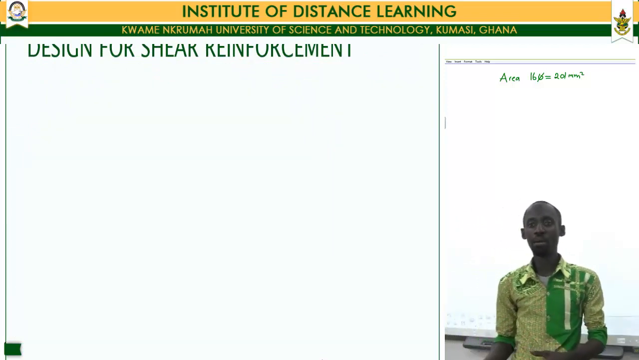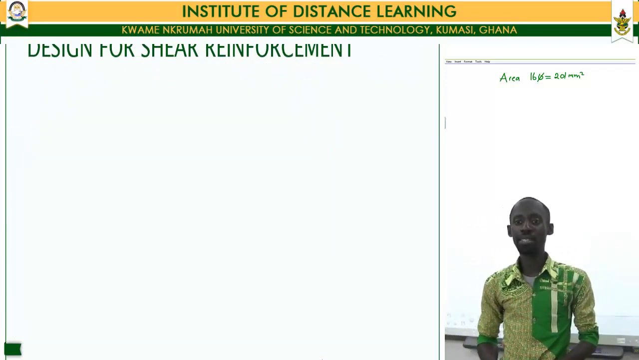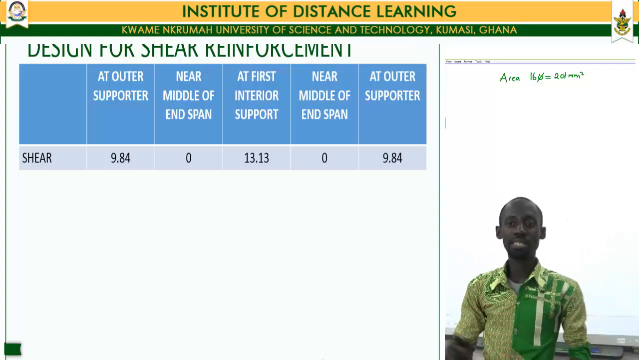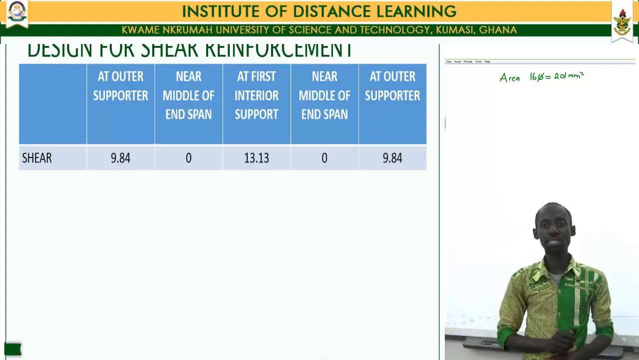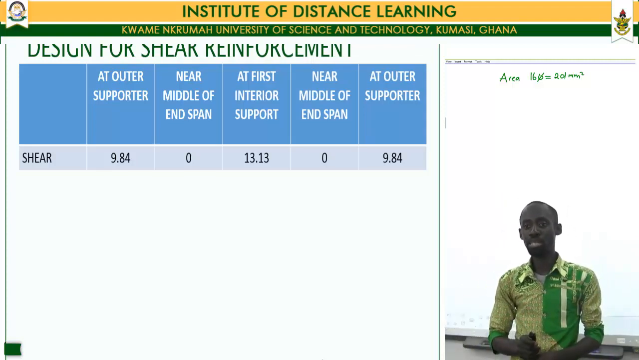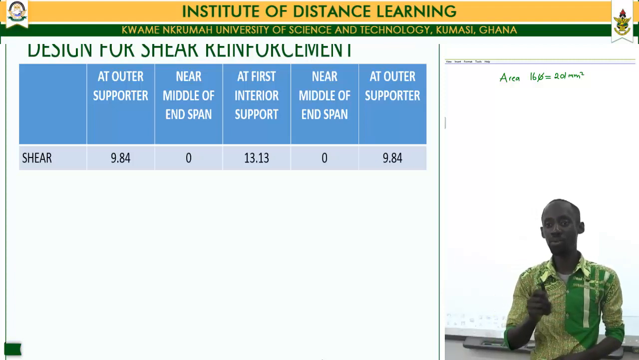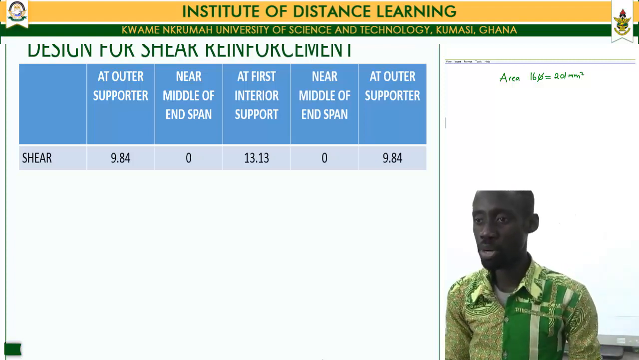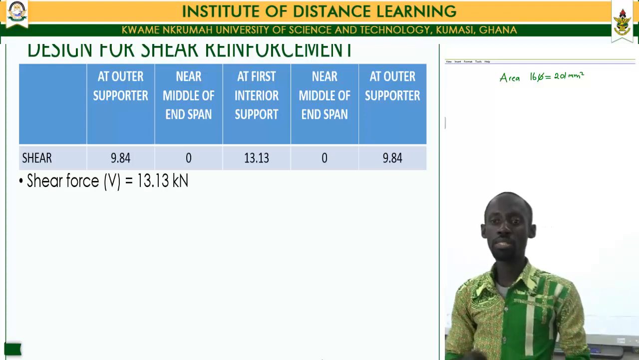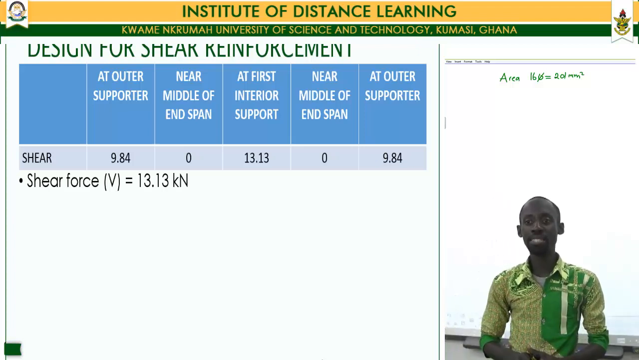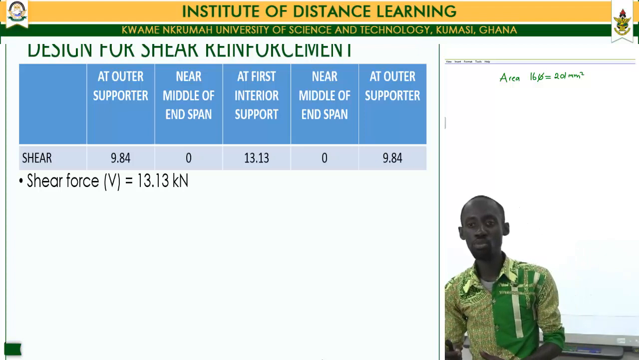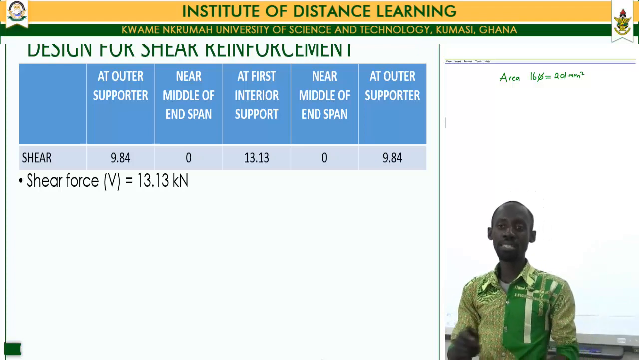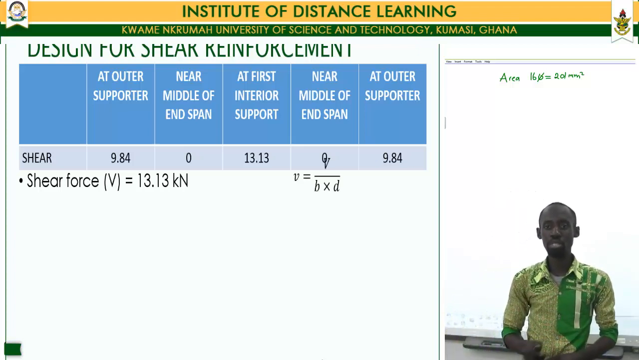Now, having finished with our moment design, we now move ahead and do our shear design for the beam. Revisiting our shear analysis, we realize that for our shear at our outer support, our shear value at those points was 9.84 kilonewtons, and for our first interior support, our shear value at that point was 13.13 kilonewtons. Now, in doing our shear design, we move ahead and pick the maximum shear value to design for our shear reinforcement. So then our shear force has a value of 13.13 kilonewtons.